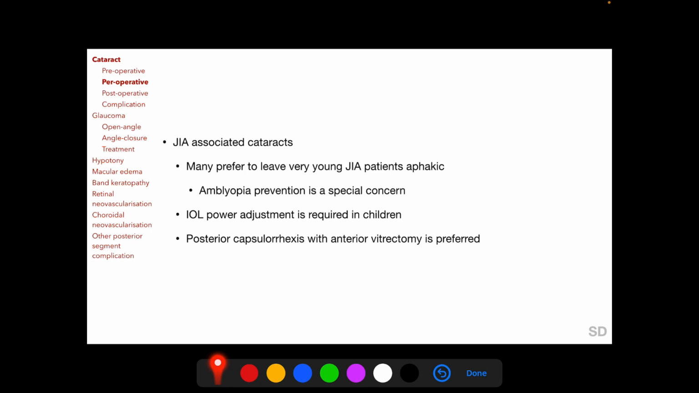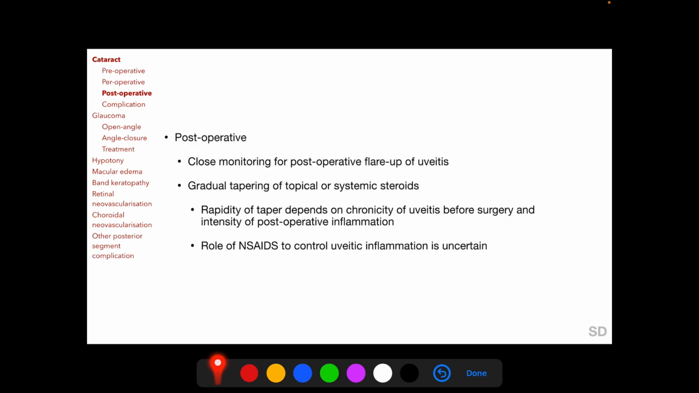If IOL is planned, IOL power adjustment is required in children, and pediatric cataract surgery requires posterior capsular excision with anterior vitrectomy to prevent posterior capsular opacification, and this is all the more required in patients with uveitis. Following cataract surgery in a uveitis patient, close monitoring is required to detect postoperative flare-up of uveitis, and a gradual tapering of topical or systemic steroids is recommended.